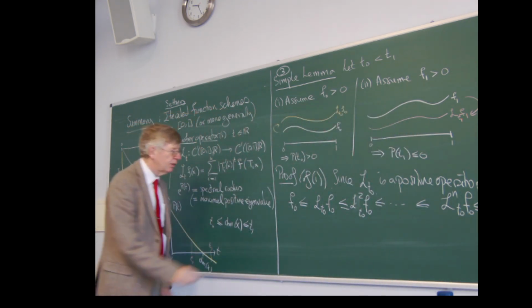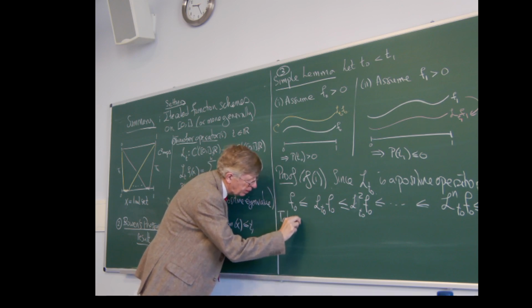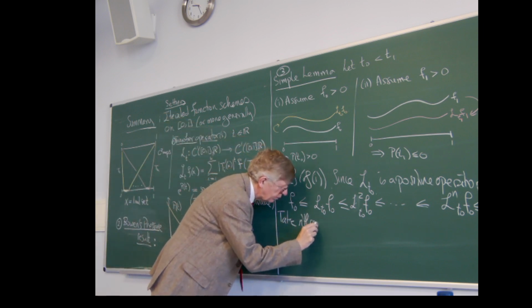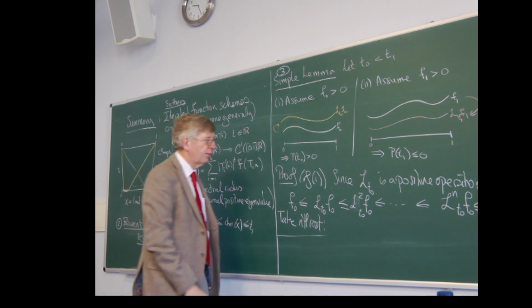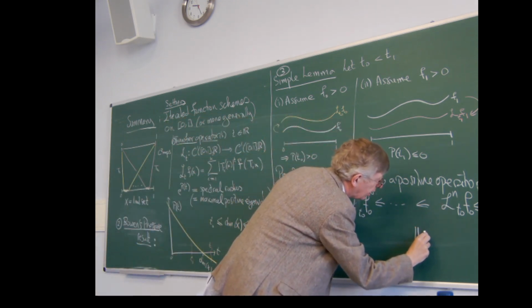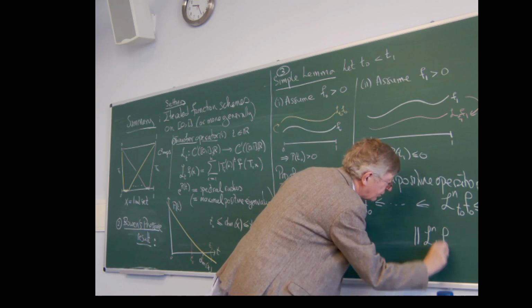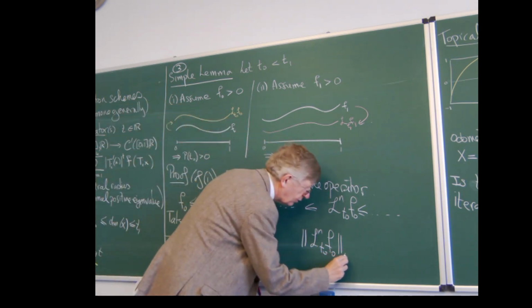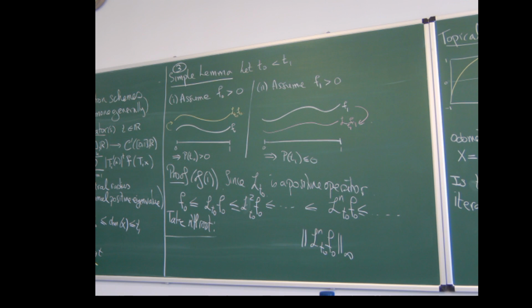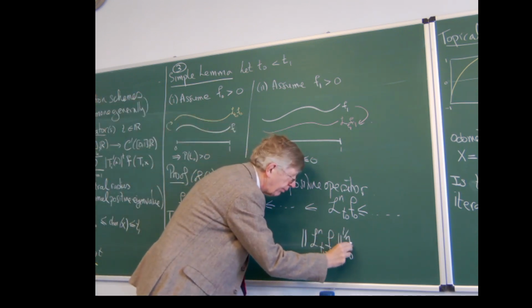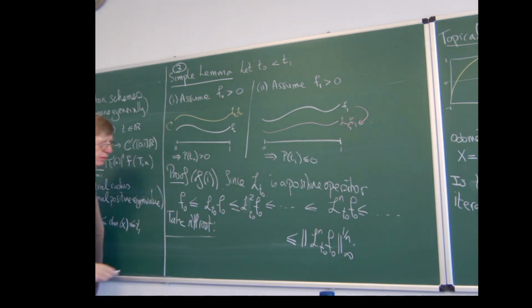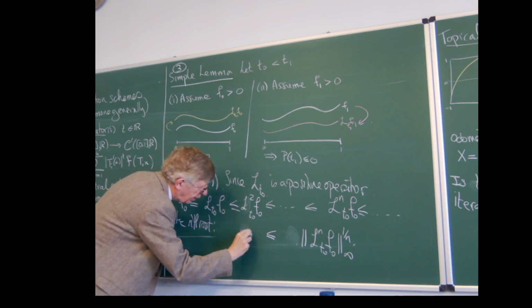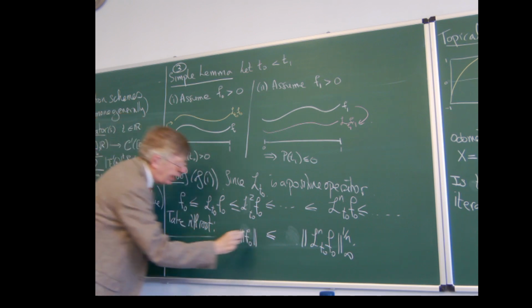And what can I do now? Well, I can take roots. Which roots do I take? I can take the nth root. So in particular, if I take the norm of L_t0 to the n of F0, it doesn't really matter which norm I use. I'll take the supremum norm, because it's as good as any, the spectral radius being the same on continuous functions. And then I take the nth root of that. And these functions are all positive, so the left-hand side will be down here. The left-hand side will just be the norm of F0, with the nth root.